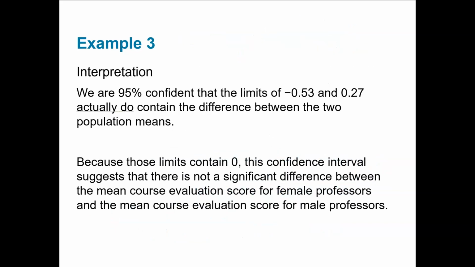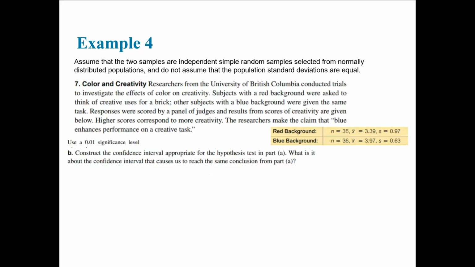So we're 95% confident that the limits, and we just rounded here, do contain the difference between the two population means. Because those limits contain the value of 0, the interval suggests that there is not a significant difference between them, because if the difference could be 0, then there's not a significant difference. We'll do one more example.